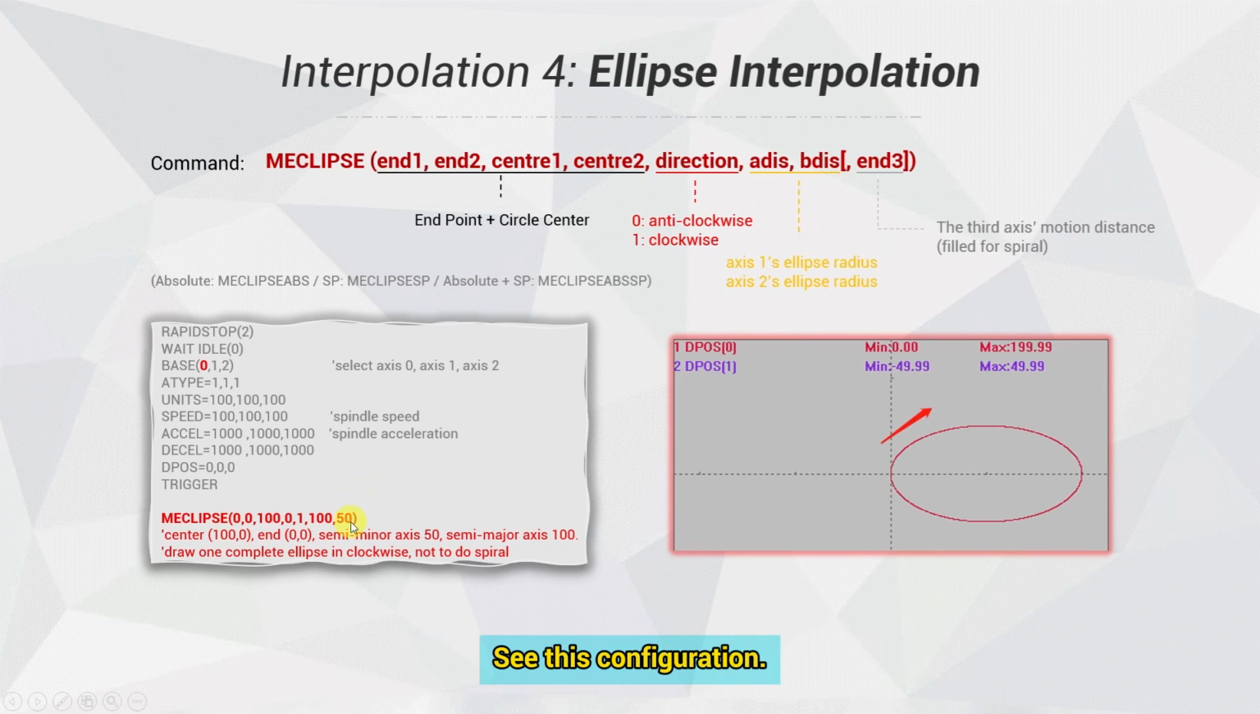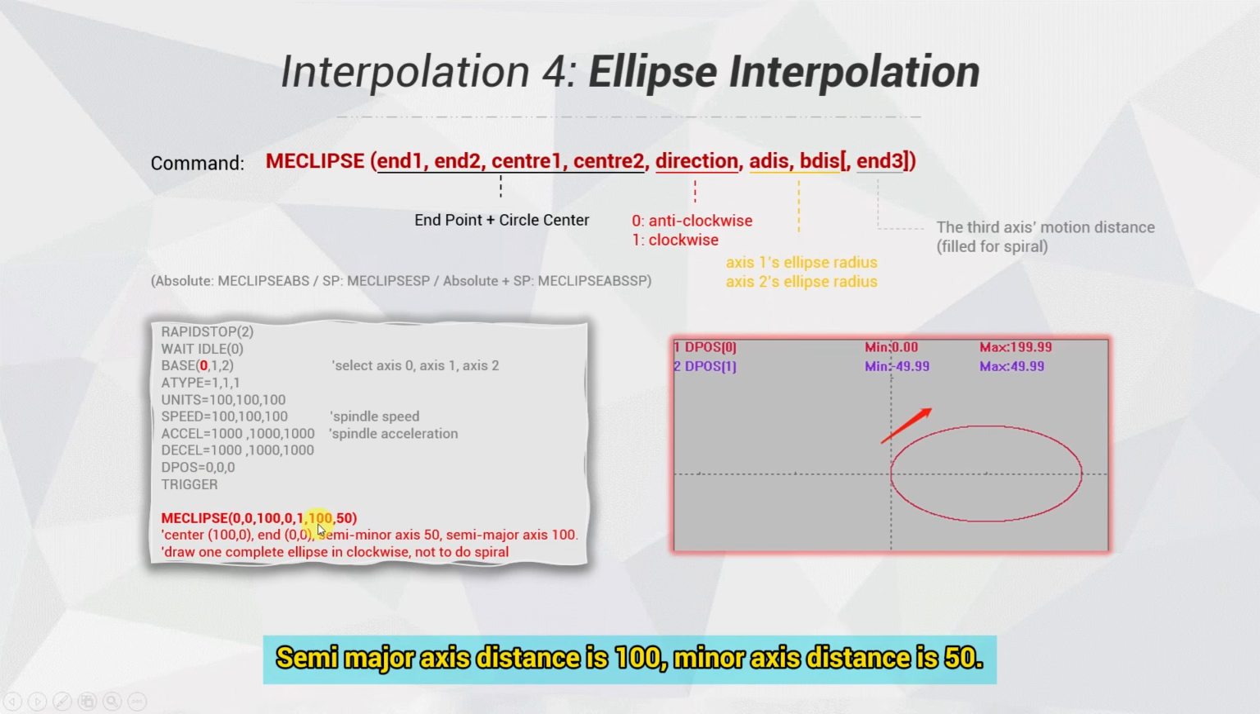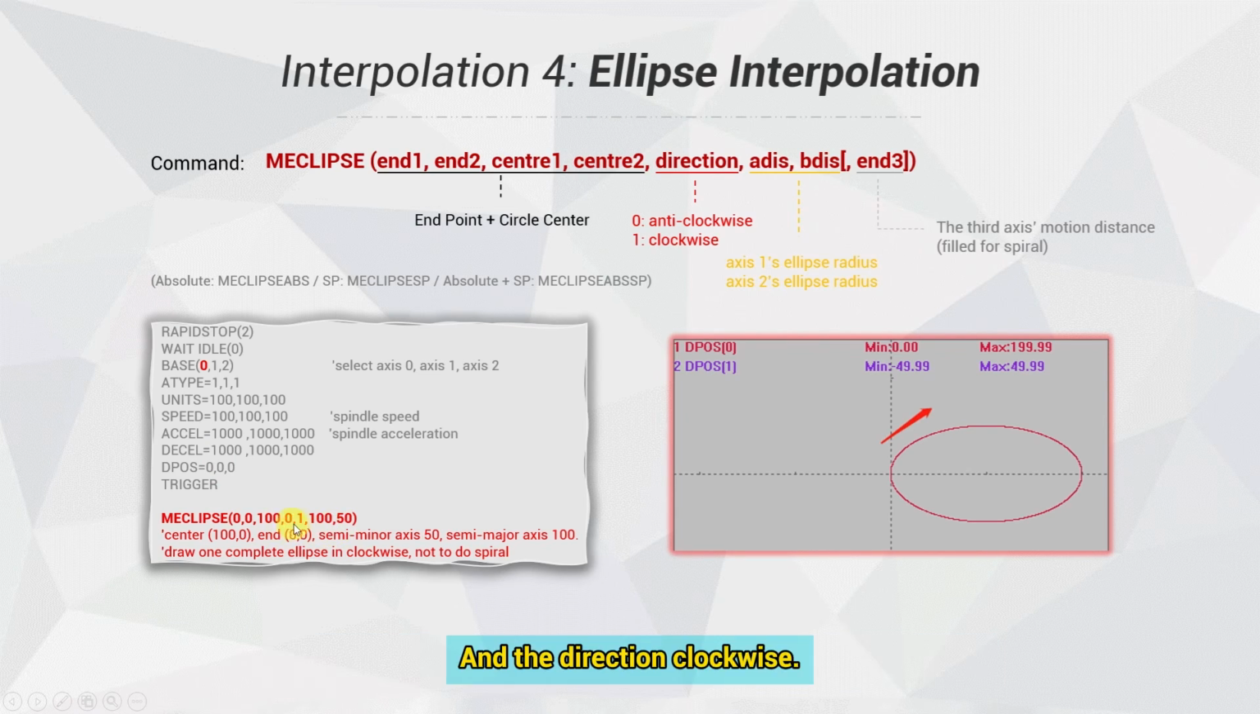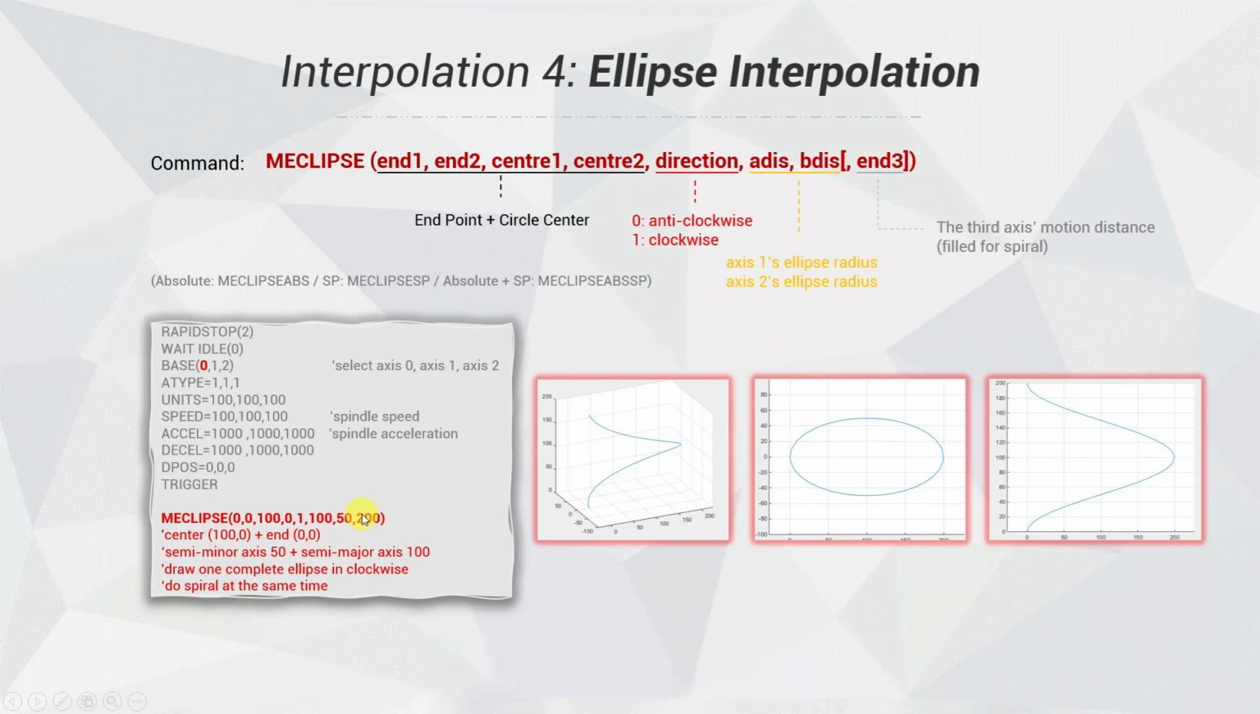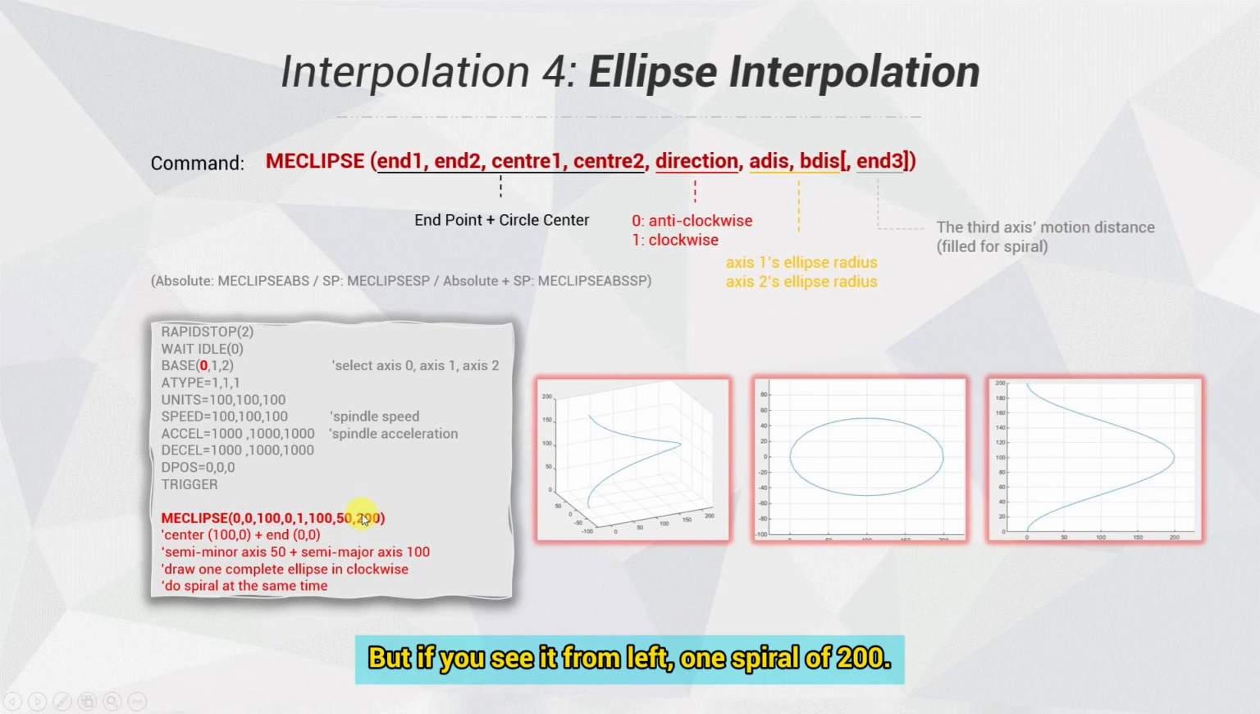See this configuration. Starting point and end point are the origin, which means it is one complete circle. The center is here. Semi-major axis distance is 100, minor axis distance is 50. And the direction clockwise. So, it is drawn like this. Obviously, no spiral motion of the last axis. If spiral motion is set, and the distance is 200, command becomes this one. One ellipse is made still. But if you see it from left, one spiral of 200.